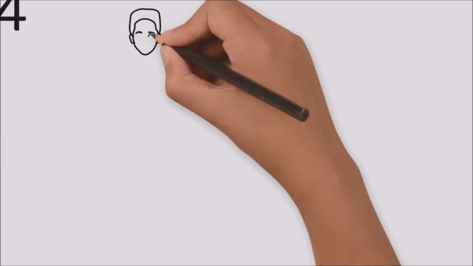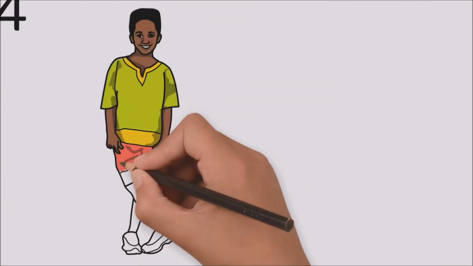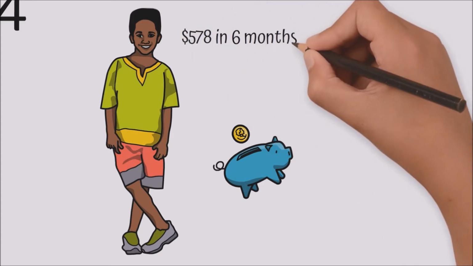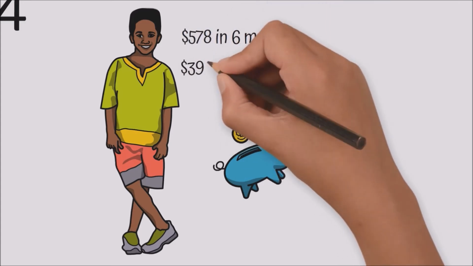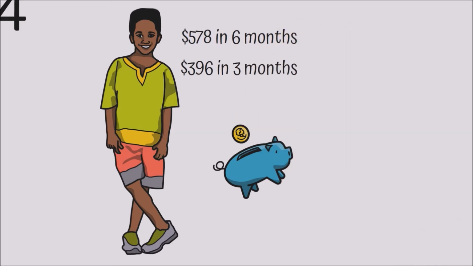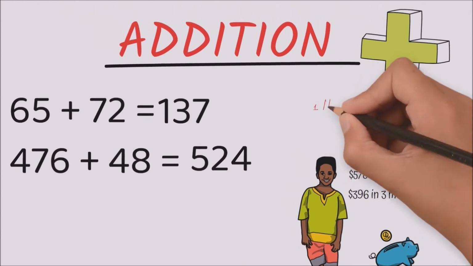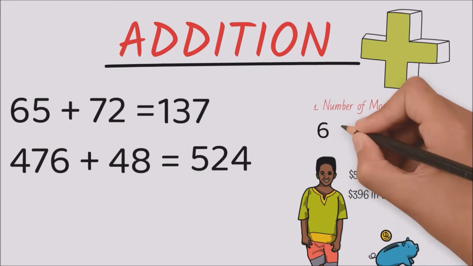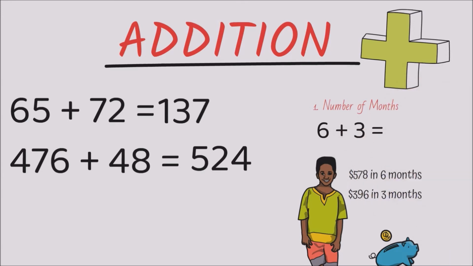Let's try one final example before we move on to subtraction. Rory saved $578 in the first 6 months of the year. Then for the next 3 months, he was able to save $396. How many months did he save in total, and how much money does he have at the end of saving? Okay, so this is a 2-for-1, so let's start with the easiest problem first. To find the total number of months, we add 6 plus 3, and we can use the skill we learned in our very first video in the series to get the result, which is 9.